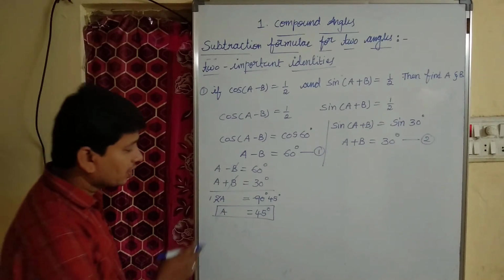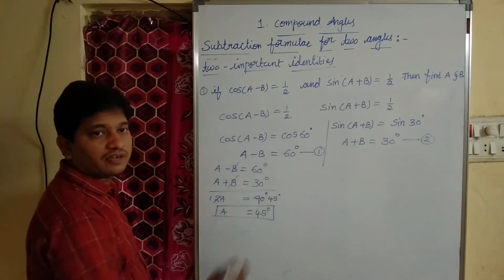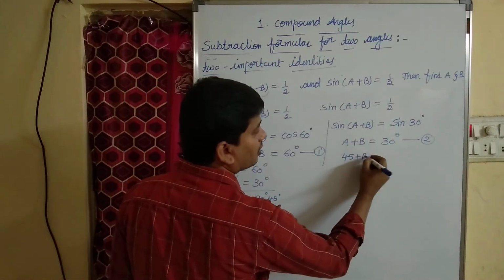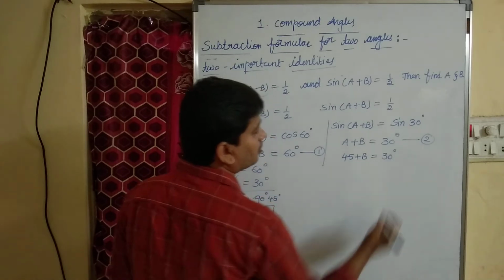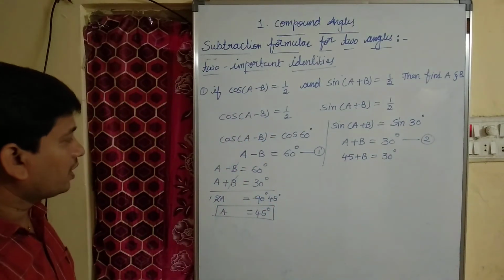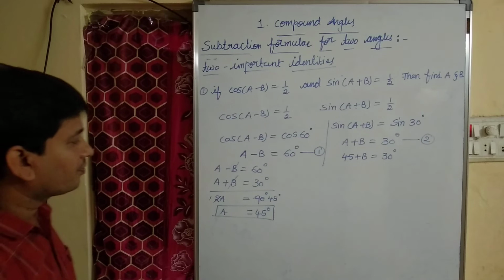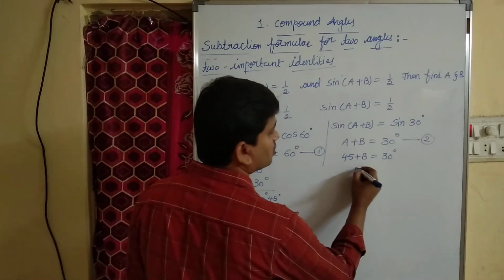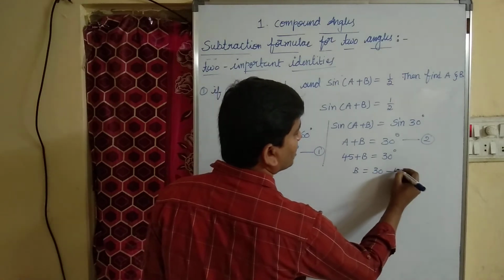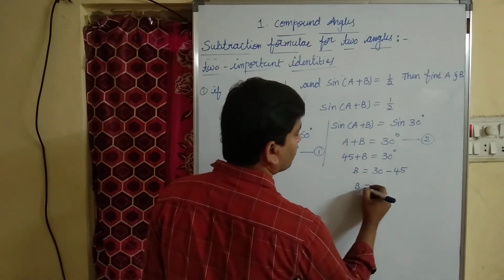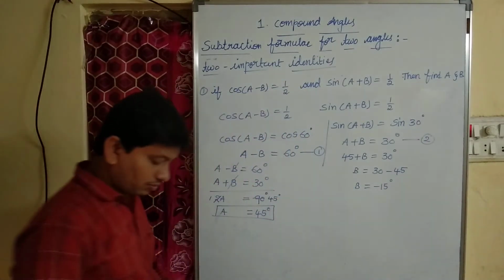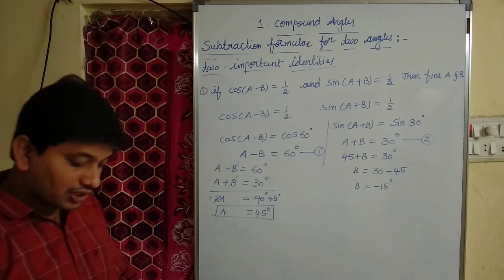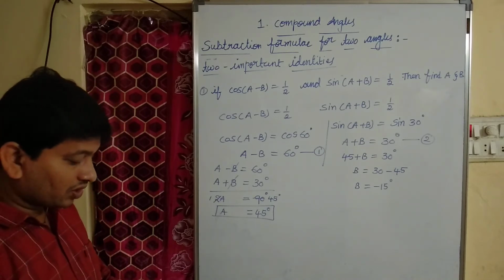Now substitute A equal to 45 in equation number 2. Equation 2 is A plus B equal to 30. So 45 plus B equal to 30, as we got A value is 45 degrees. So B equal to 30 minus 45, which is equal to minus 15 degrees. So B value is how much? B equal to minus 15 degrees. Right?